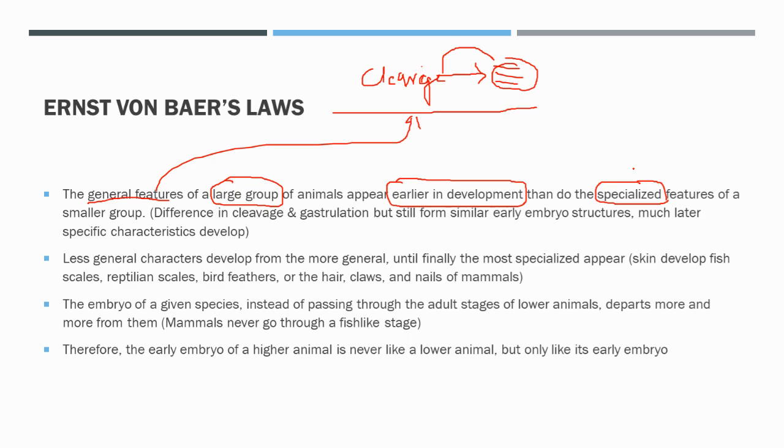So if the adult structure is formed, we may find that in human skin there is hair development. If you look at the fish, there are scales on the skin, and in reptiles you may find scales. In birds there may be feathers, and in mammals, apart from hair, you can find claws and nails. So these kinds of structures can be formed, which we call specialized.